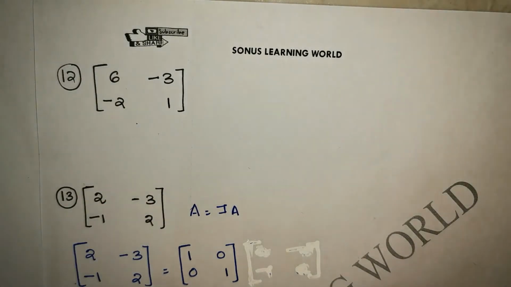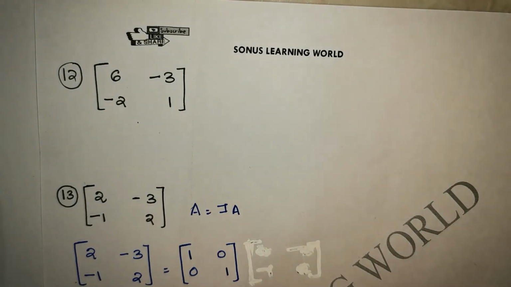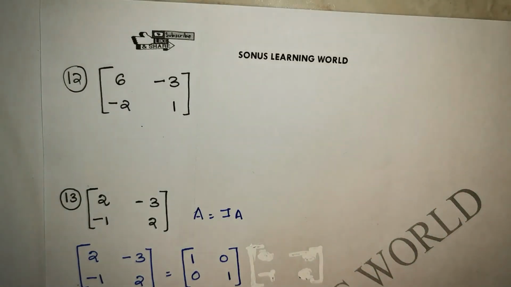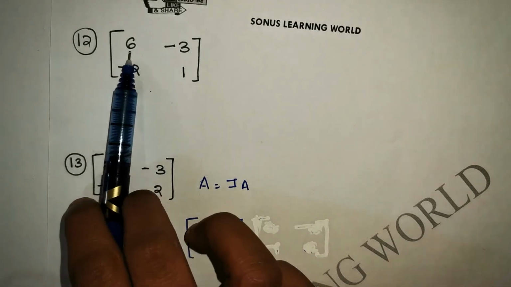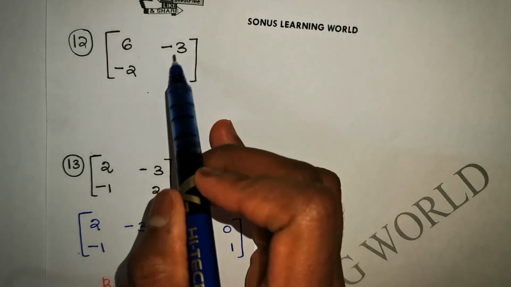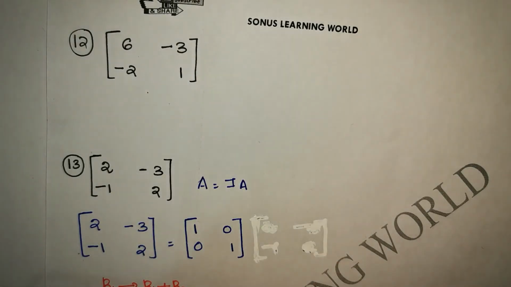Okay, students. So students, before starting to find A inverse, there is a trick to find whether A inverse exists for a matrix. I will tell you how to find that. Okay, students. So just cross multiply. That is, you have to cross multiply 6 into 1 minus this into this. If your answer is 0, don't waste your time by finding the A inverse. There won't be A inverse. A inverse does not exist for this matrix.